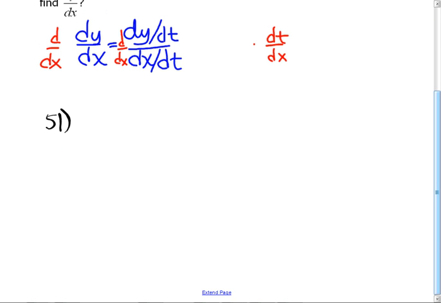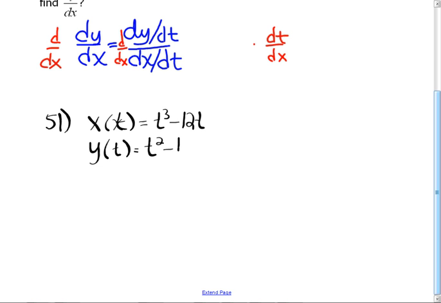What's 51? What's x of t? t cubed minus 12t. Then what's y of t? t squared minus 1. Okay, so dy/dx is equal to dy/dt over dx/dt.